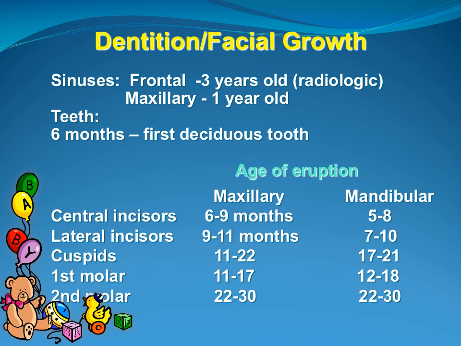We now go to the dentition growth. Now this is one of the more commonly asked questions by parents as to when their child's first tooth would appear. But before that, let us discuss briefly the sinuses. Take note that the frontal sinus is radiologically seen by 3 years old, while the maxillary sinus is at 1 year old. For the teeth, it is said that the first deciduous tooth appears by 6 months. And take note that the first deciduous teeth to appear are the central incisors. And take note of the pattern of development of each individual tooth.